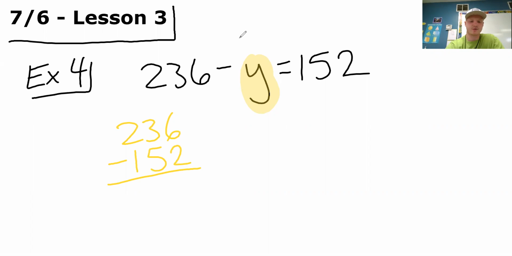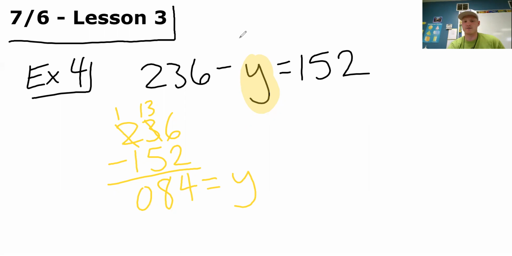So 6 minus 2 equals 4. How many times does 5 go into 3? It does not. So we're going to borrow from the 2 right next to it. So 13 minus 5 is 8, and then 1 minus 1 is 0. So 84 is going to equal y.